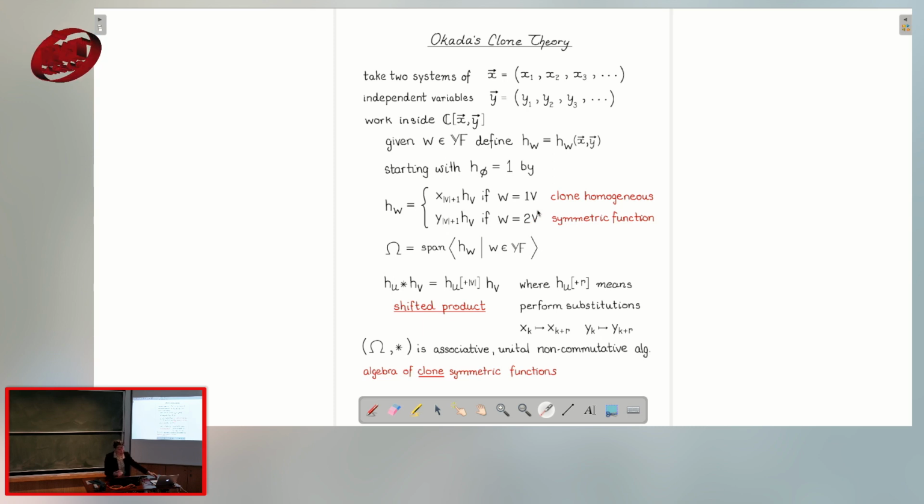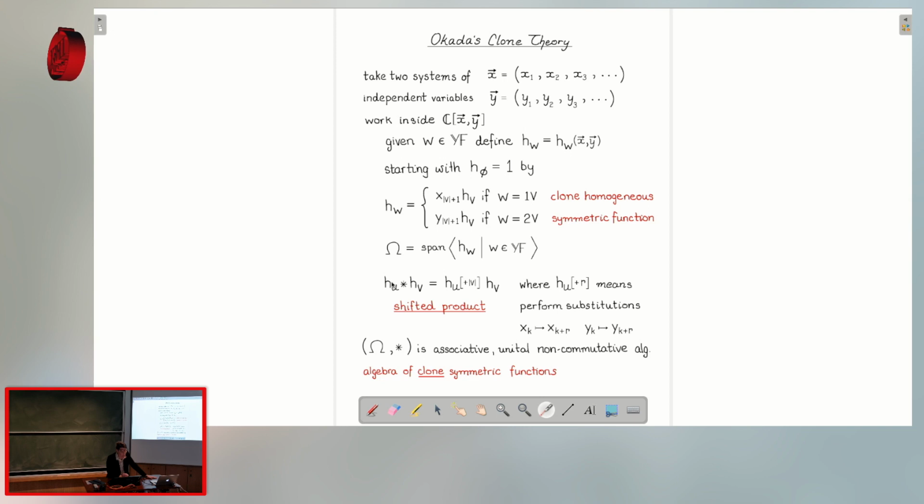So you get this supply of monomials. Each of these is a monomial, and I'll declare omega to be just the span of these. So this is some infinite dimensional subspace of my ambient polynomial ring. And here I'll define a so-called shifted product.